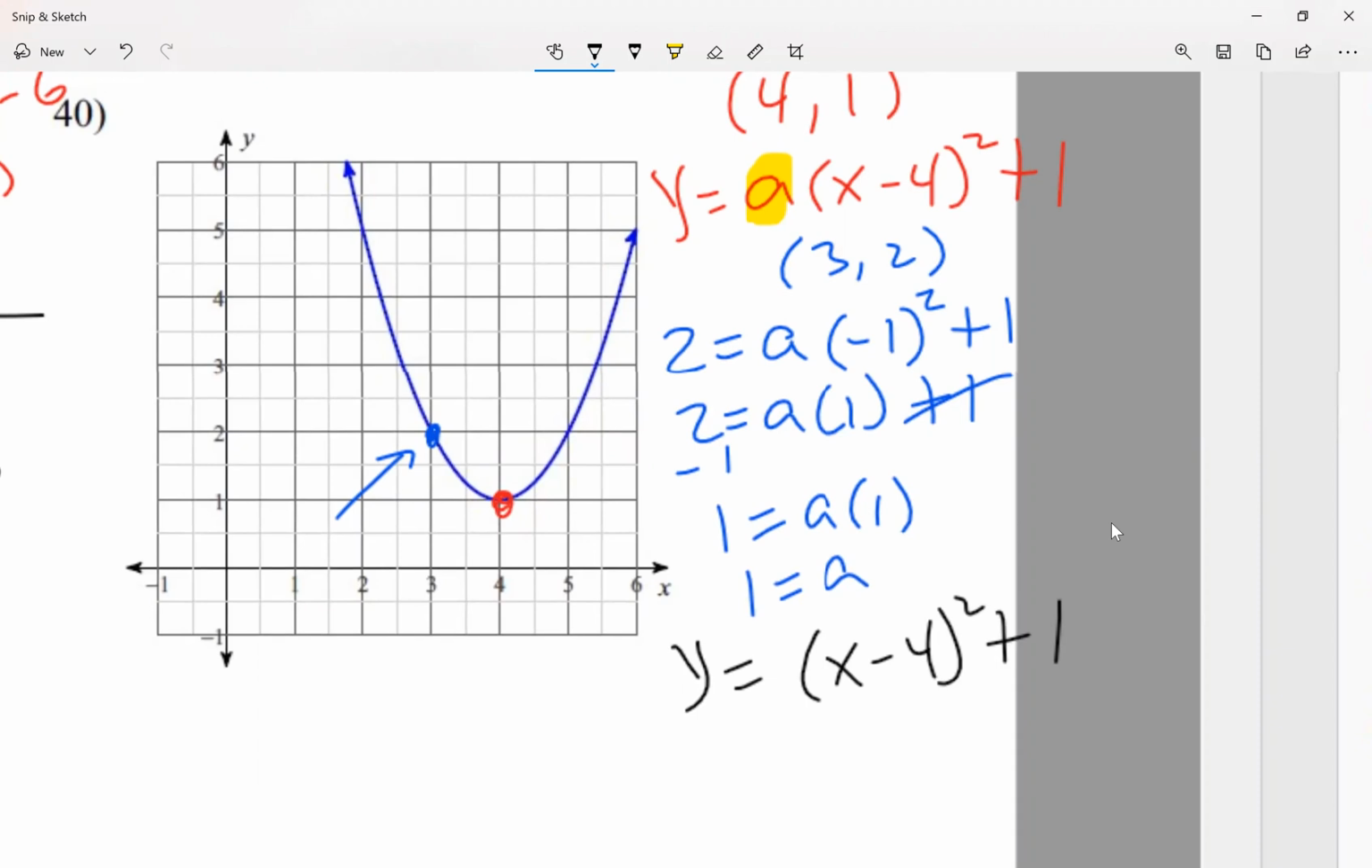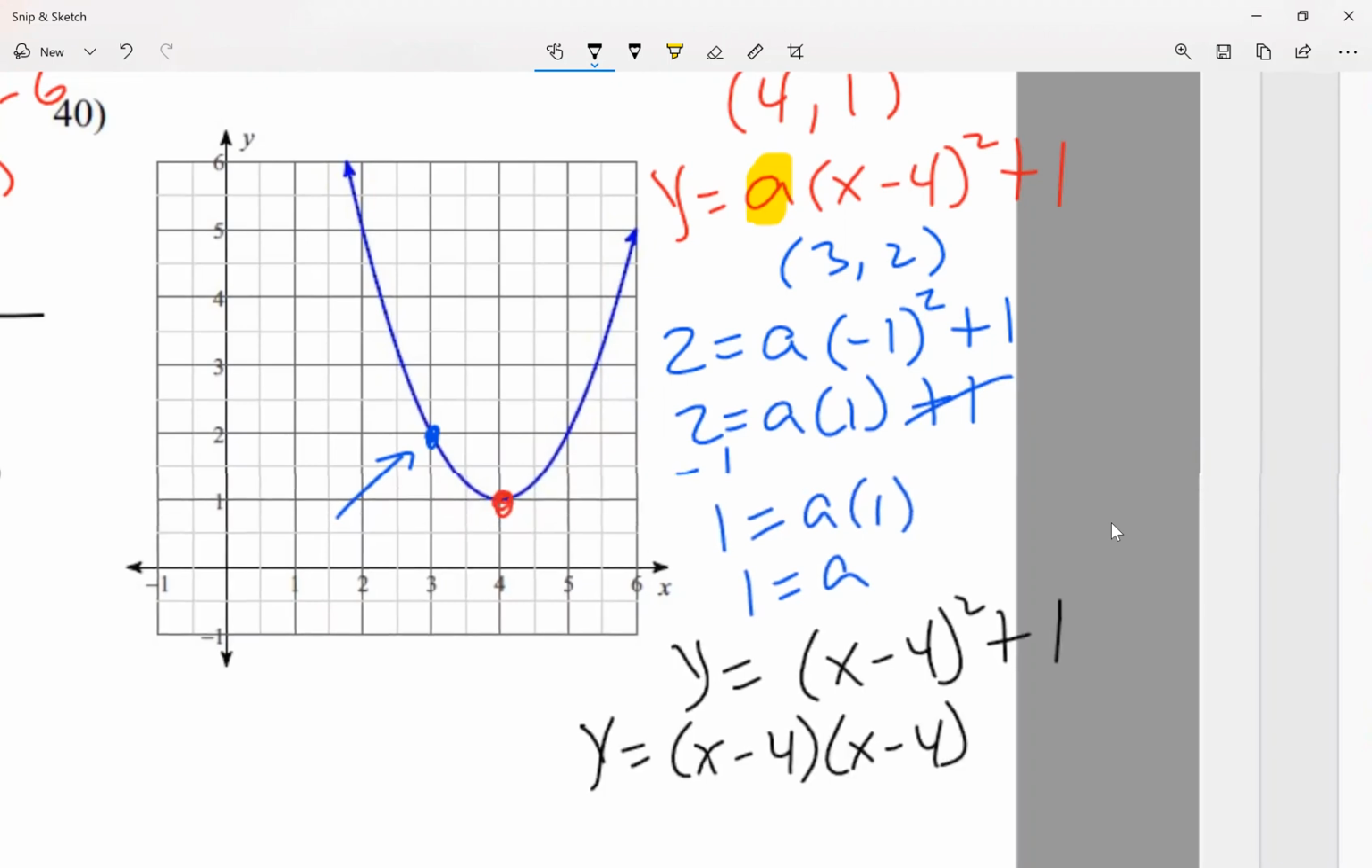Now, how are you going to type it? y equals (x minus 4) twice, and then plus 1.